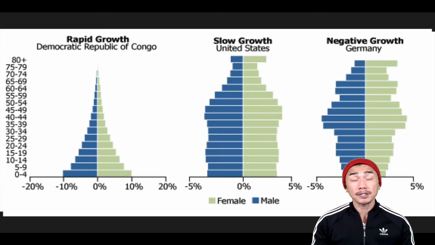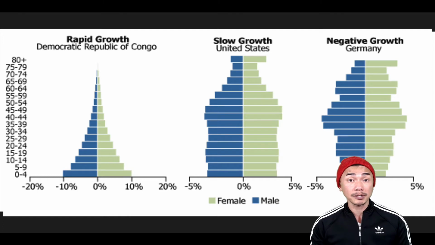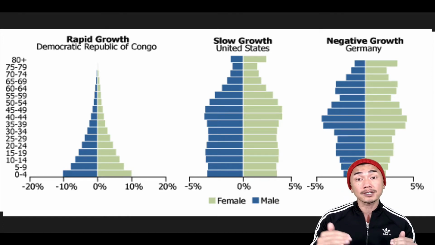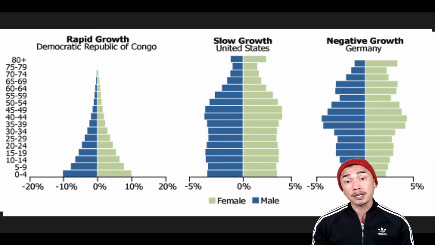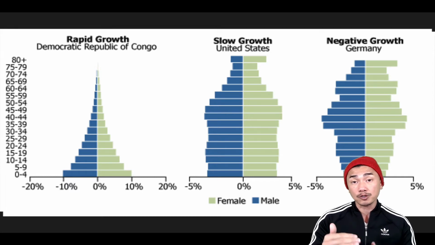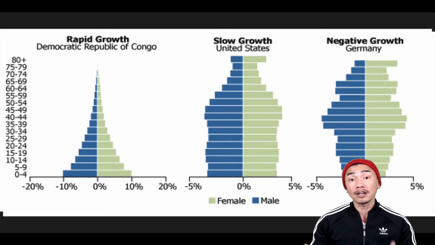In these graphs, each bar represents the population size of different age ranges, from 0 years to 80 plus years. It shows three different types of countries. The Democratic Republic of Congo is a rapidly growing country because it has a lot of young people. The United States is a slow-growing country because the number of individuals in each age group is roughly equal. And Germany is a negatively growing country because you have a lot of older people in that population versus younger people.